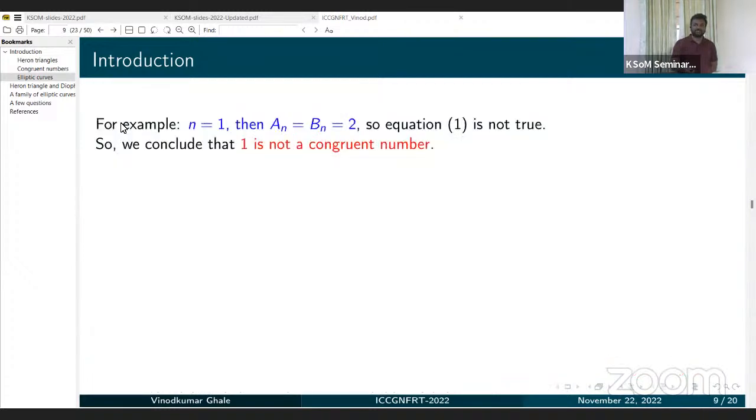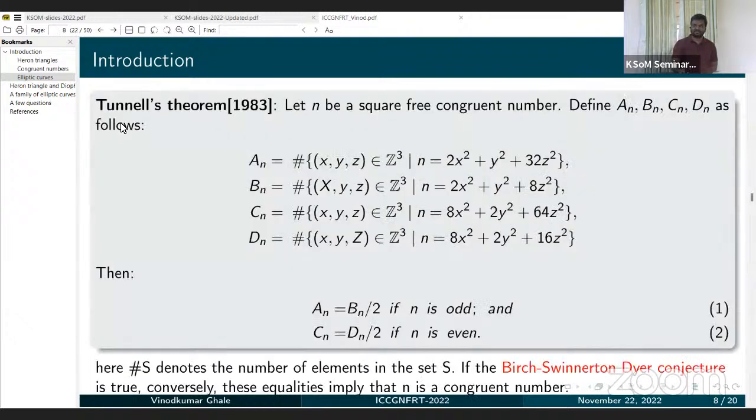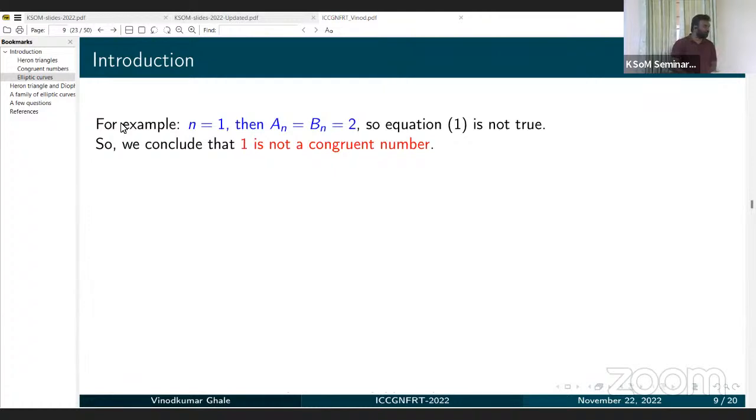For example, n is equal to 1. So for A_n and B_n, we have only y equal to plus or minus 1. Only two solutions, but they don't satisfy this criterion of Tunnell. So we can say, yeah, 1 is not a congruent number.